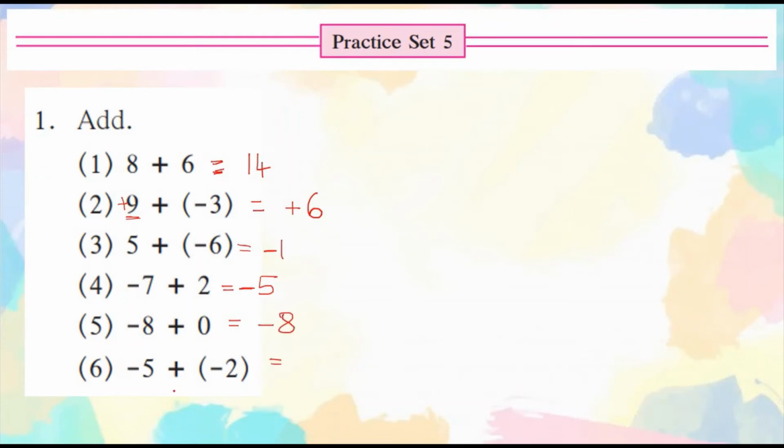And the last one, -5 plus -2. Now here if you observe, both the integers are negative numbers. And we have learned that when two integers are having negative or same signs, that time we are supposed to add the numbers. So 5 plus 2 is 7, and the common sign for both of them is minus. So my answer will also consist of minus sign. So this is my answer, minus 7. So this is how we have solved question number 1.